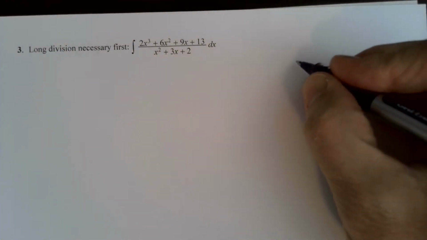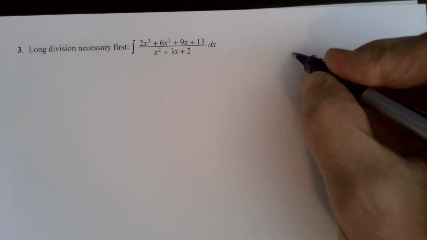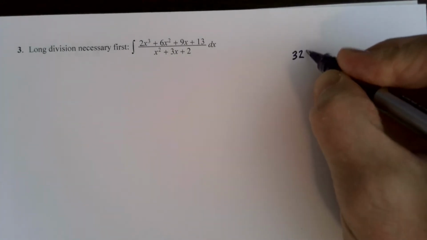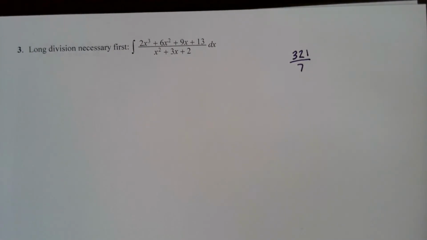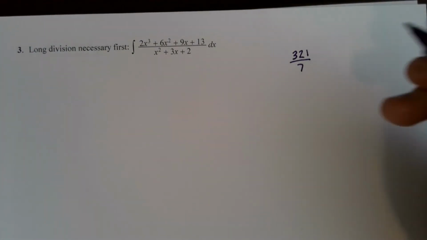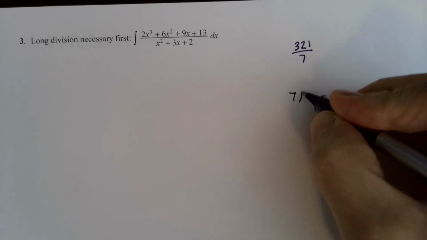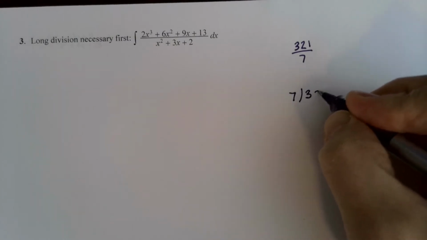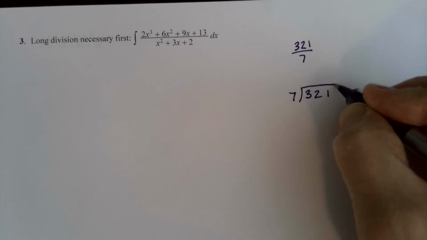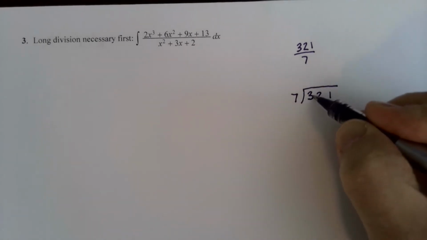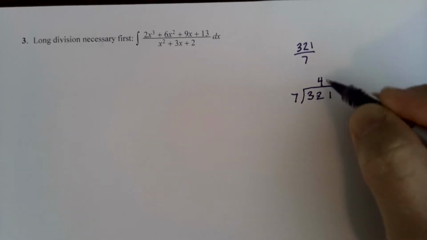Suppose I want to know what 321 divided by 7 is. What's 321 divided by 7? Well, you say, oh, use my calculator. Well, remember long division? 7 goes into 3. Well, it doesn't. 3 is too small. 7 goes into 32. How many times? 4 times. And we put the 4 right above the 2 here to the far right.